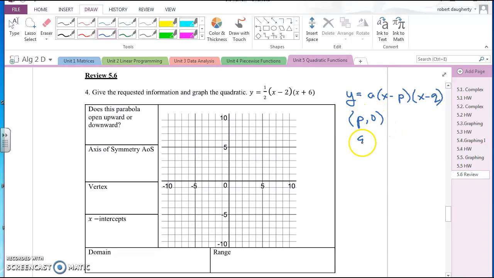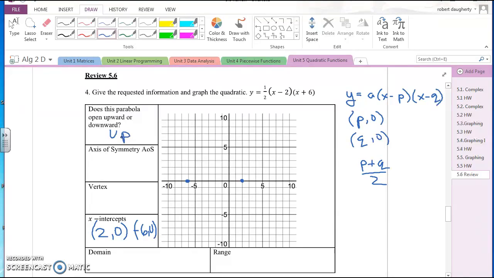P, 0 and Q, 0. Okay, and then to find my axis of symmetry, I'm going to need to know what P plus Q over 2 is. So when I look at this, I know that the x-intercepts are 2, 0, and negative 6, 0. So let me graph those. 2, 0, and negative 6, 0. I've got that. Does this parabola open upward or downward? Positive number in front, so this parabola opens up.